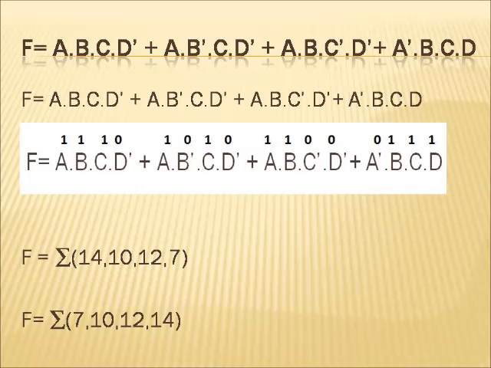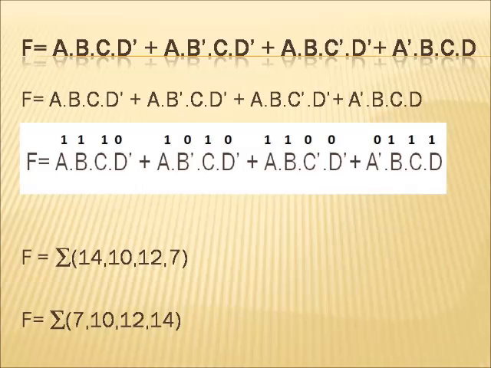Now consider the second term, that is A dot B bar dot C dot D bar. When A is in the normal form, we can write its value as 1. B bar, so it is 0. C is 1. D is in the complement form, we have to put it as 0, right?